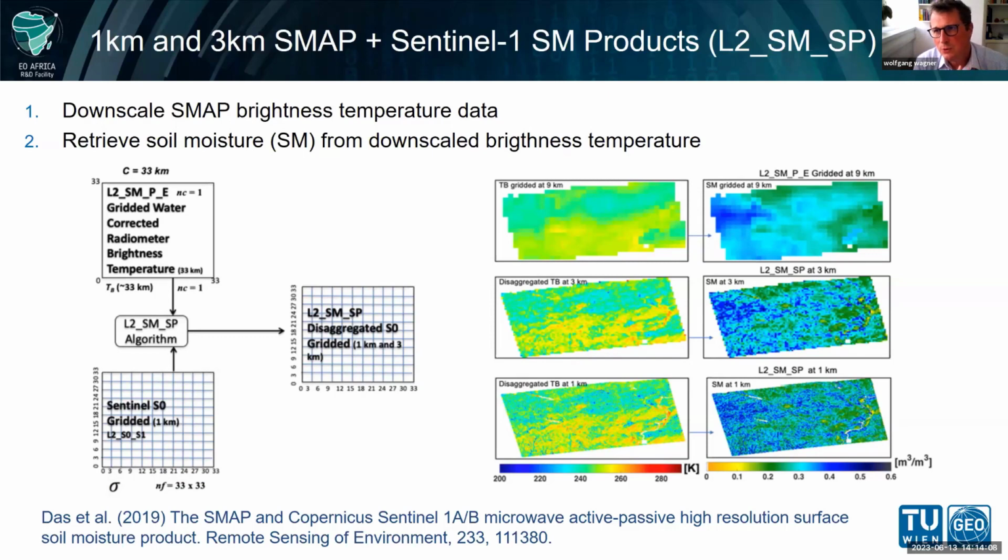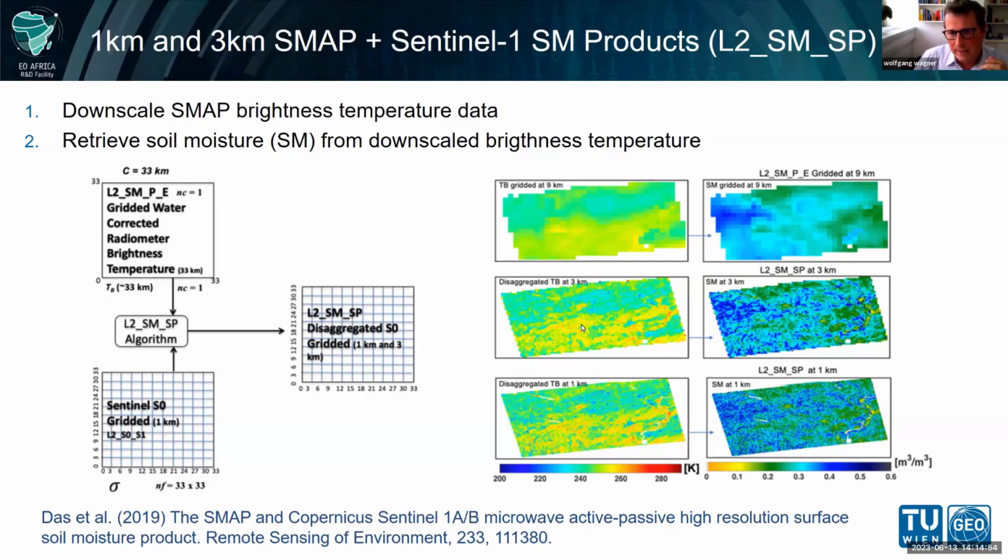Possibly the most widely used higher resolution product would be the one that combines the SMAP and the Sentinel-1 data. This is done in such a way that the brightness temperature data from SMAP are somehow combined with the backscatter data from Sentinel-1, so that you downscale the brightness temperature from say the 9 kilometer to a 3 kilometer grid, and then to a 1 kilometer grid. And from there, you do the retrieval with the normal forward models to go to soil moisture at 9 kilometer, 3 kilometer, and 1 kilometer scale.